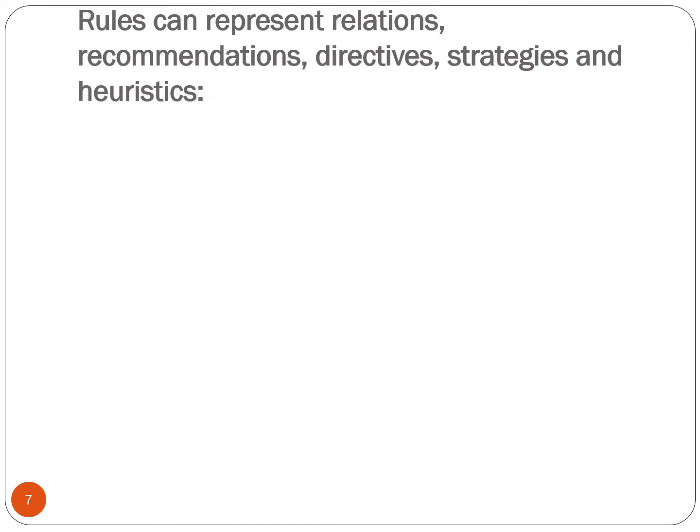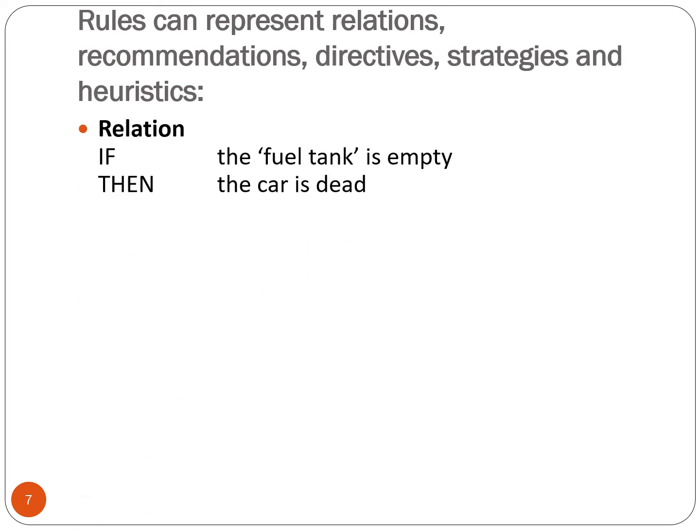Next, what kind of representation can rules do? There are a lot of things that rules can represent. First of all is relation. For example, if the fuel tank is empty, then the car is dead. If you don't have petrol inside the tank, it means that the car cannot work.